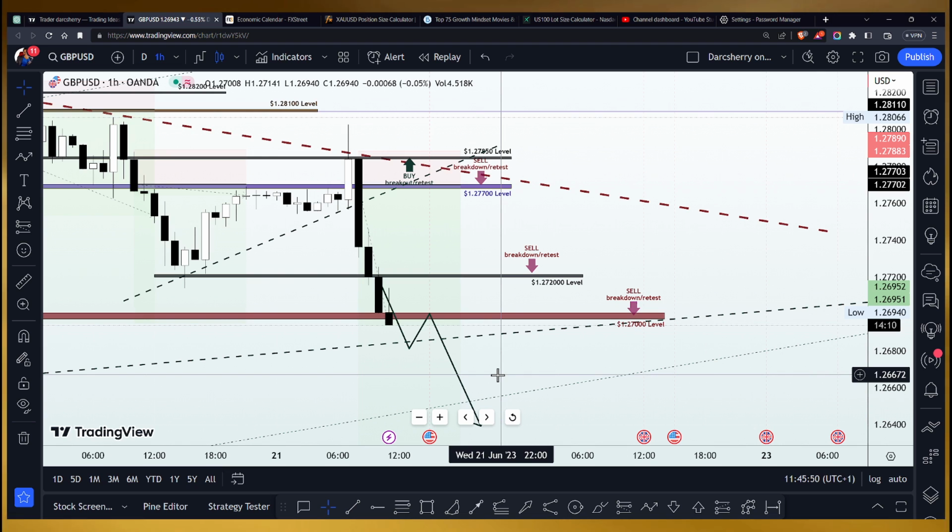So things are still looking very bearish in this market. So let's continue to look out for more opportunities to maximize the potential of this move.